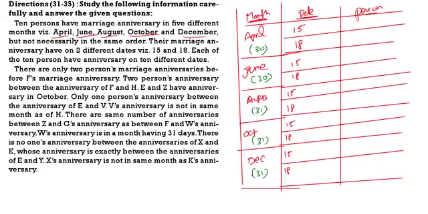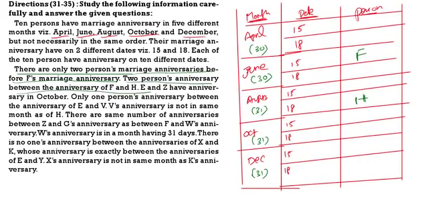Now see the puzzle, start the puzzle. There are only 2 persons' marriage anniversaries before F. Before F there are only 2 persons. So June 15th will be F. 2 persons' anniversaries between F and H. Between F and H there are 2 persons. So August 18th will be H.